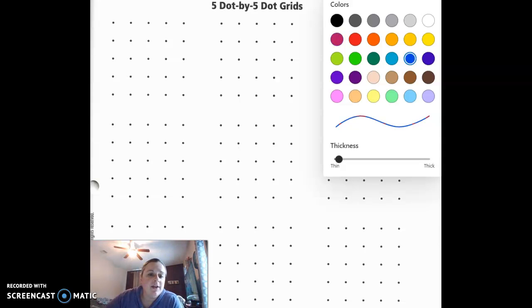All right, and the squares had to fit inside the 5 by 5 dot sections, could not go outside of it. So if we look at this one, it is a square. It fits inside the 5 by 5 dot. There's no halfway points. It starts and ends on a dot. All corners start and end on dots, and so on and so forth.